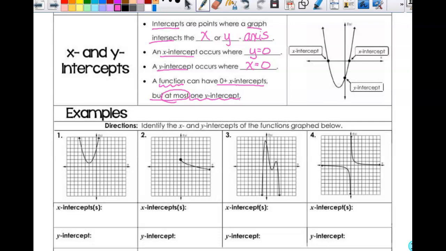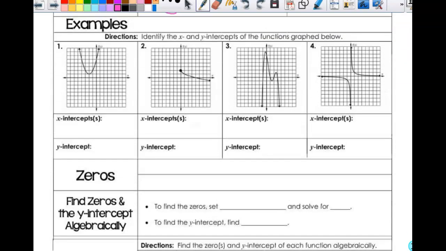So once you're done with this, go ahead and go to the next slide. And I don't always remember where I broke the slides, but I think we're moving on here.